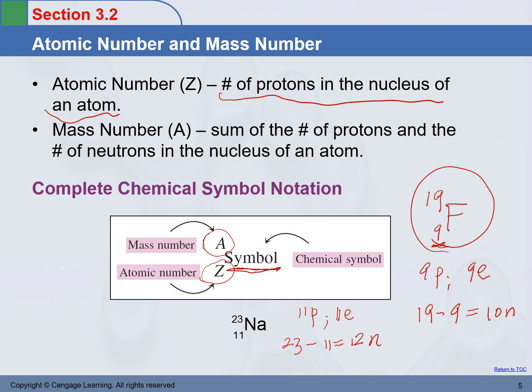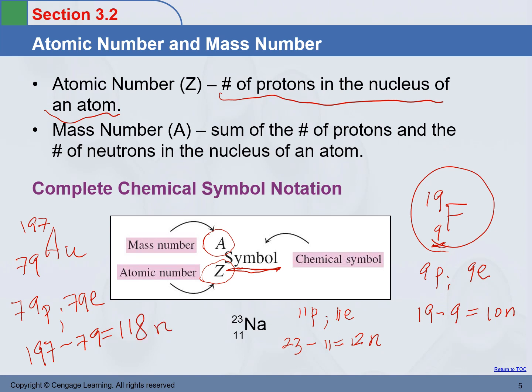Another one, gold. Protons, right away, 79 protons, right away, 79 electrons. Neutrons, mass number minus the number of protons, that will give us 118 neutrons.